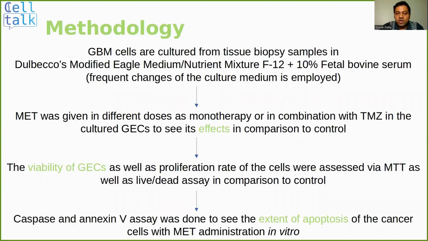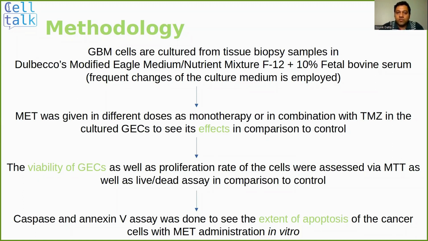So let's come to the operational point of view of this investigation. What they have done is they have cultured the GBM cells in vitro from tissue biopsy samples from 10 patients who are already diagnosed with GBM. They have cultured them in Dulbecco's modified Eagle medium. That is a medium that is used regularly in practice for culturing cancerous cells.